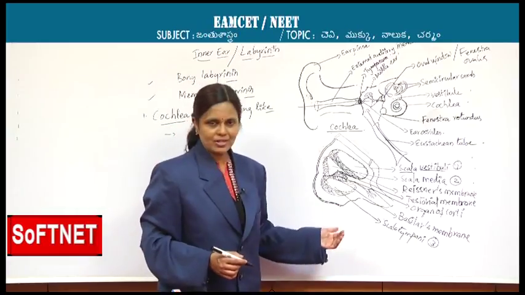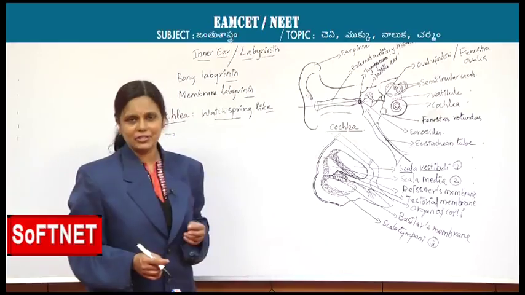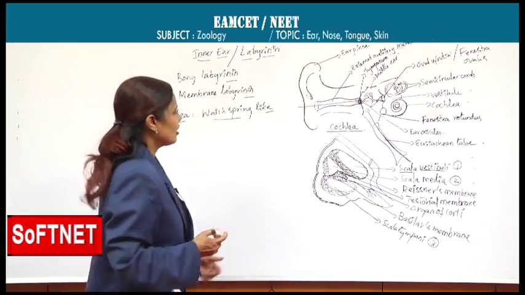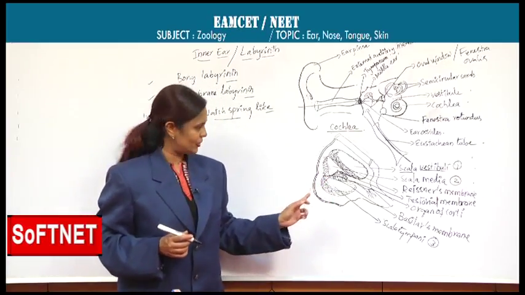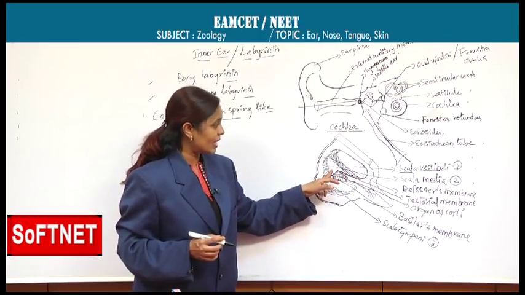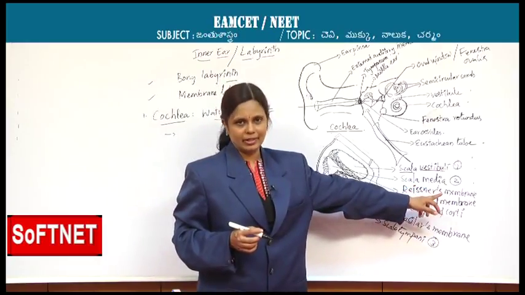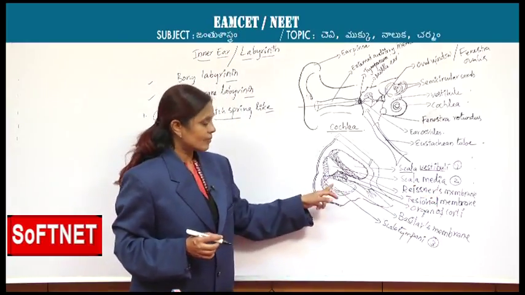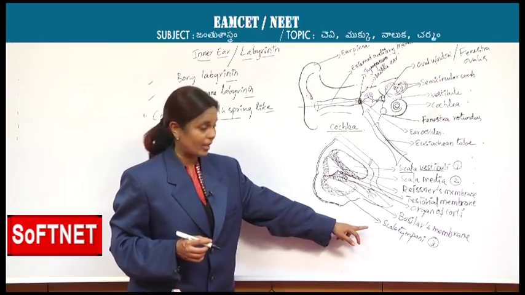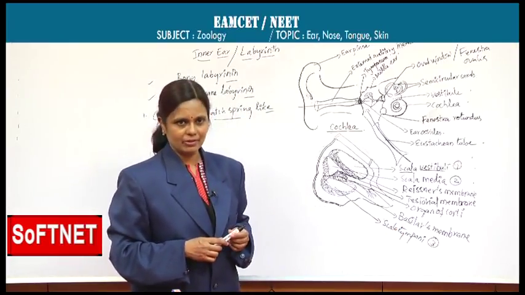Now, these three tubes are separated from one another by two membrane partitions that constitute the membrane labyrinth of cochlea. So, what are those two membranes? To begin with, the Scala vestibuli is separated from Scala media by a membrane called Reissner's membrane. The same way, Scala media is separated from the lower Scala tympani by another membrane partition called Basilar membrane.